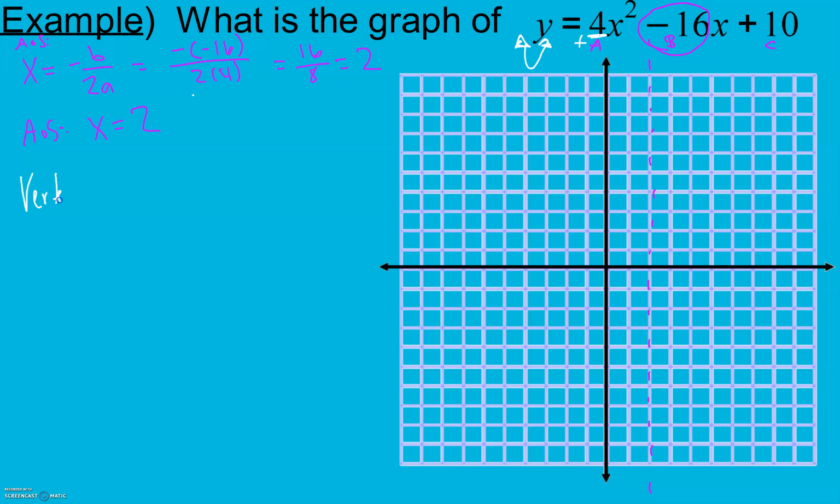So to find our vertex, which is that point, remember our x value on our vertex is always the same x value as our axis of symmetry. I plug that in to my function, in order to find the value of my function at 2. And I get -6. So 2, -6 is my vertex. Okay, first point.